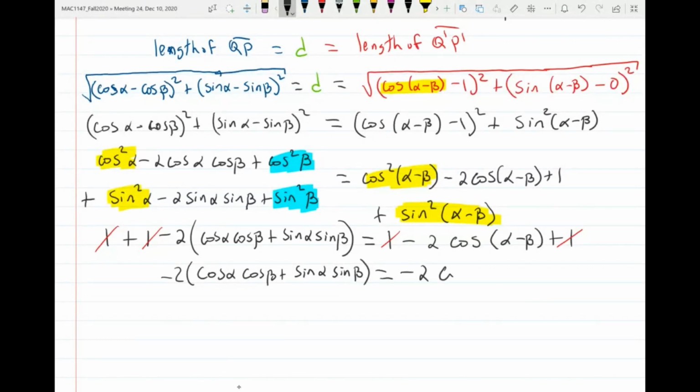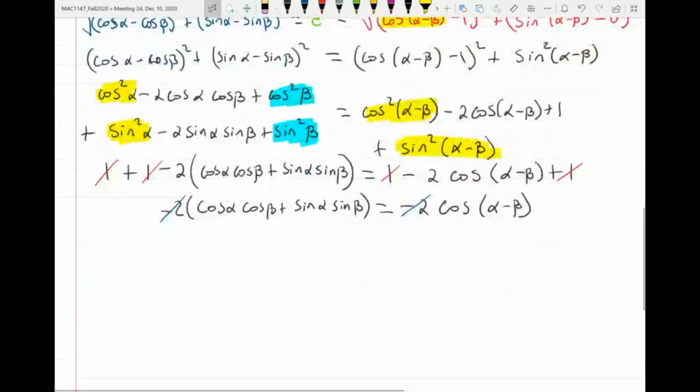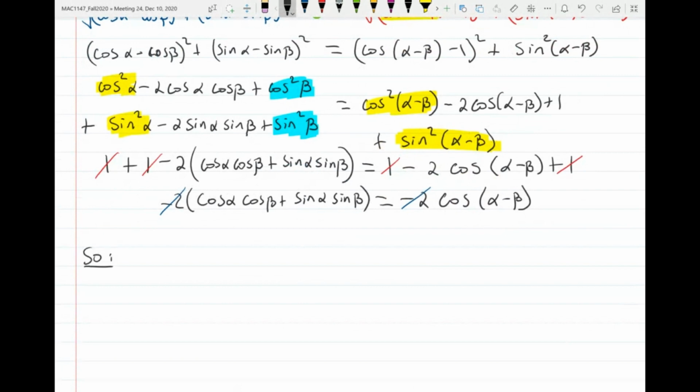And this is going to be equal to -2 cosine of alpha minus beta. So now we just divide by -2. So this -2 cancels with this one. And then finally, we obtain the cosine of alpha minus beta. What is this equal to? This is cosine of alpha, cosine of beta, plus sine of alpha times sine of beta.